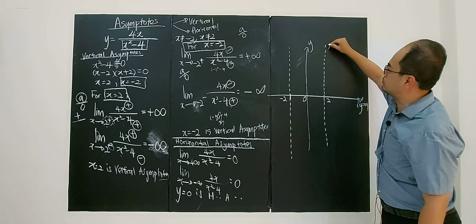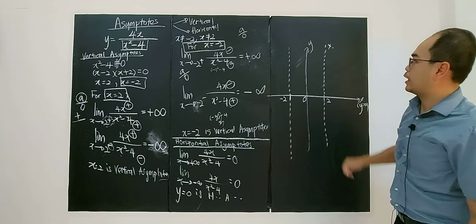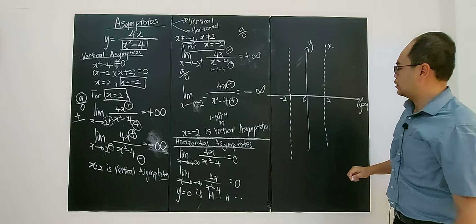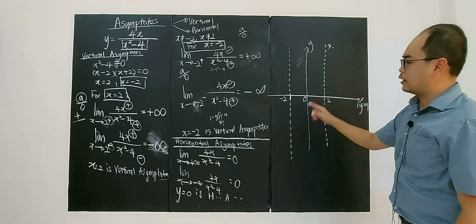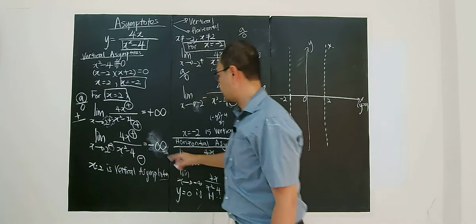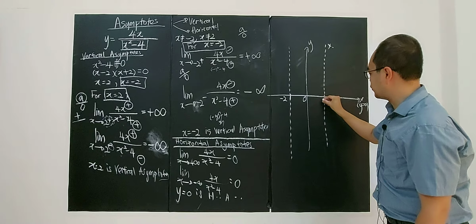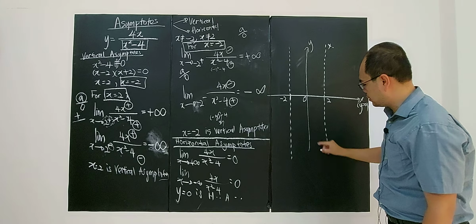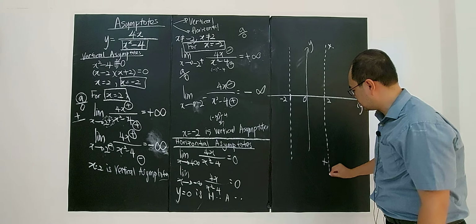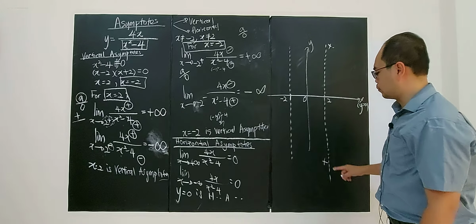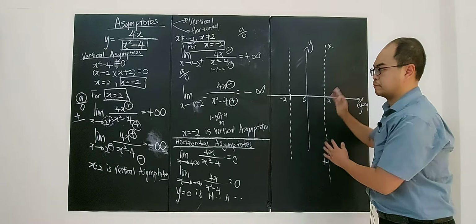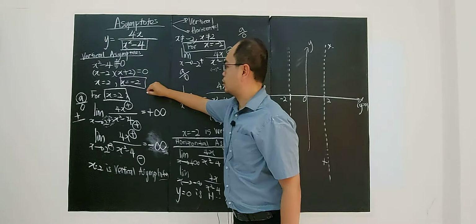I just put it here. It's actually more than this. To the left of 2, you're getting negative infinity, a very big negative number. So I just plot it here. So it means the graph will go here. Okay, done for 2.